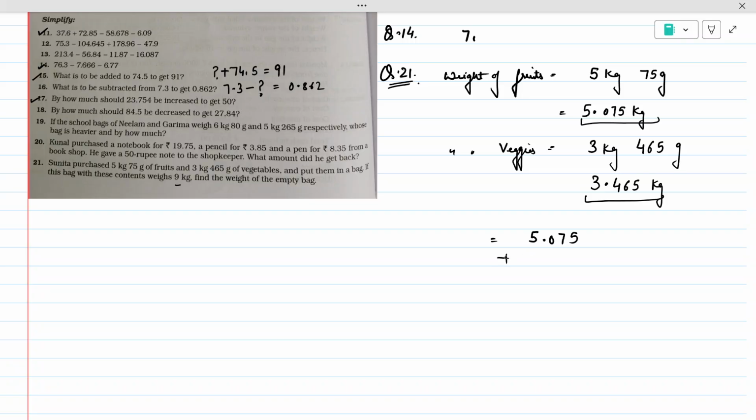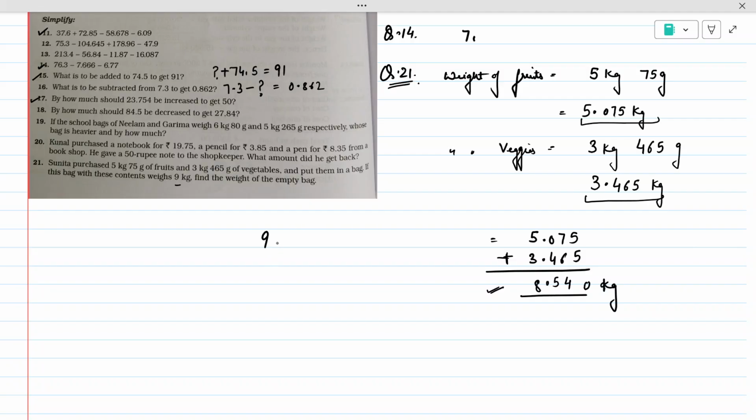5.075, to this we have to add 3.465. Since both of them are like decimals, there is no need to change them. This is 5 plus 5, 10, 7 plus 7, 14, and this is 5, 8.540 kg is the weight of the items. And now to find out the weight of the empty bag, we are going to take the weight of the full bag first, which is 9 kg, and from this we are going to subtract the weight of the items.